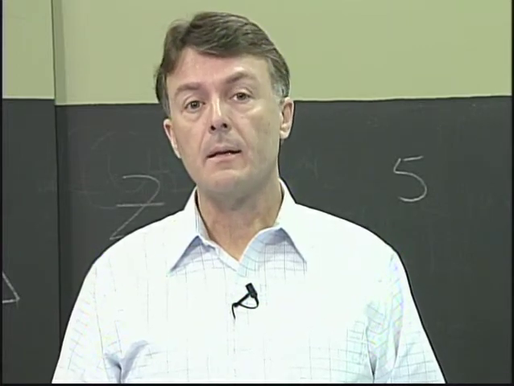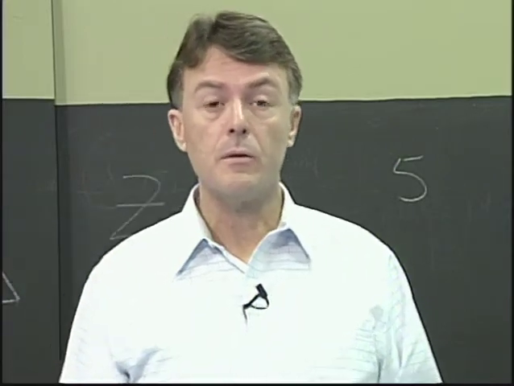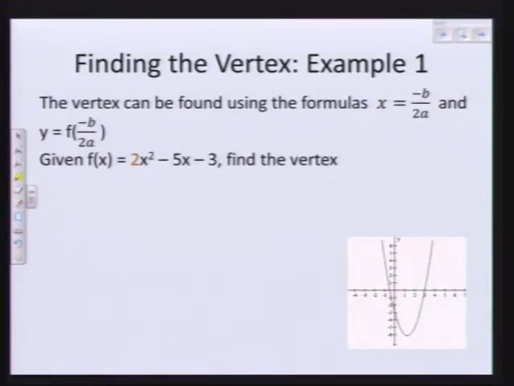Okay, so let's take a look at our function and see how we find the vertex of a function using these two formulas. Once again, our first example is f(x) = 2x² - 5x - 3, and we're going to find the vertex using the two formulas. First, x is equal to -b/2a, and secondly, y is equal to f(-b/2a), where we're just plugging in that x. I've left the graph up here too, so we can see how this vertex comes into play on the graph.